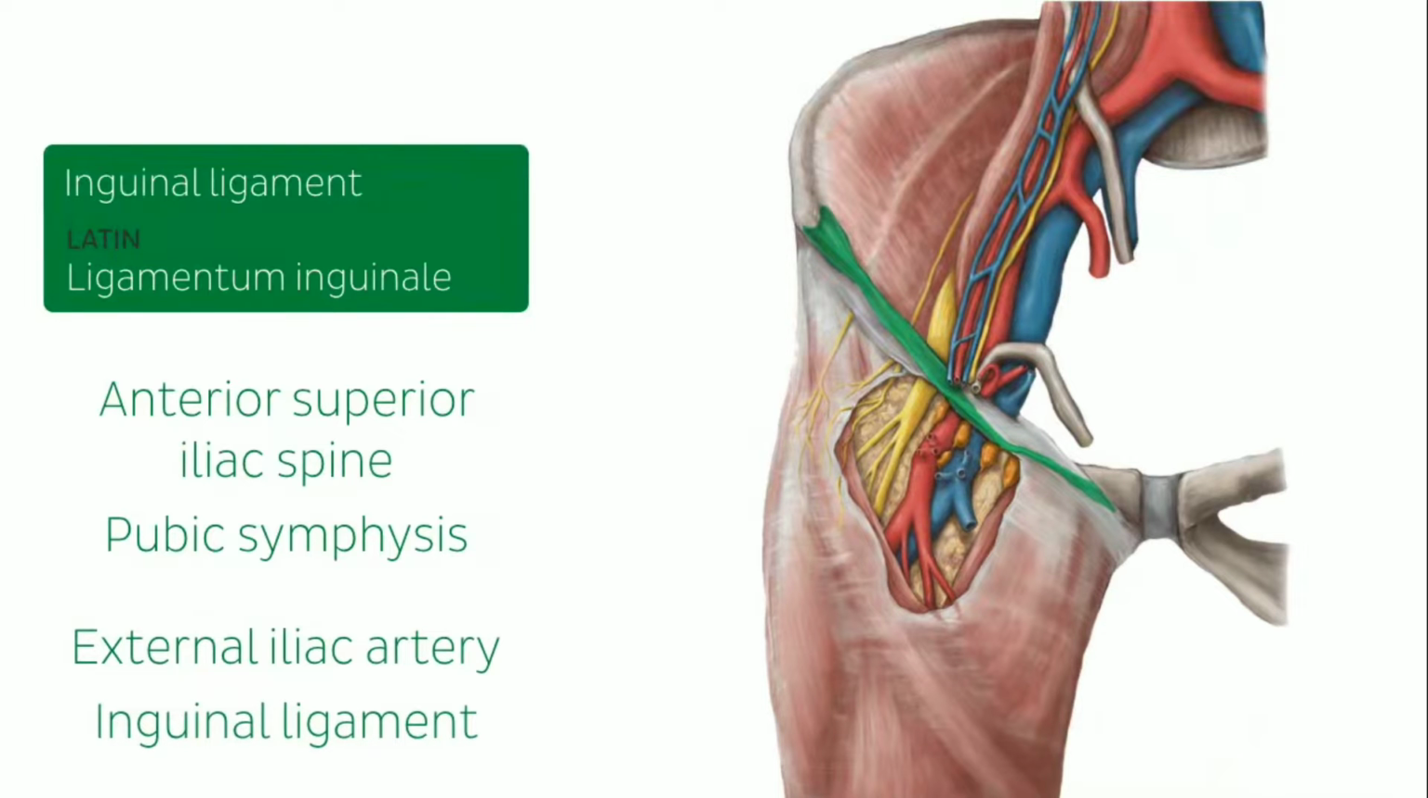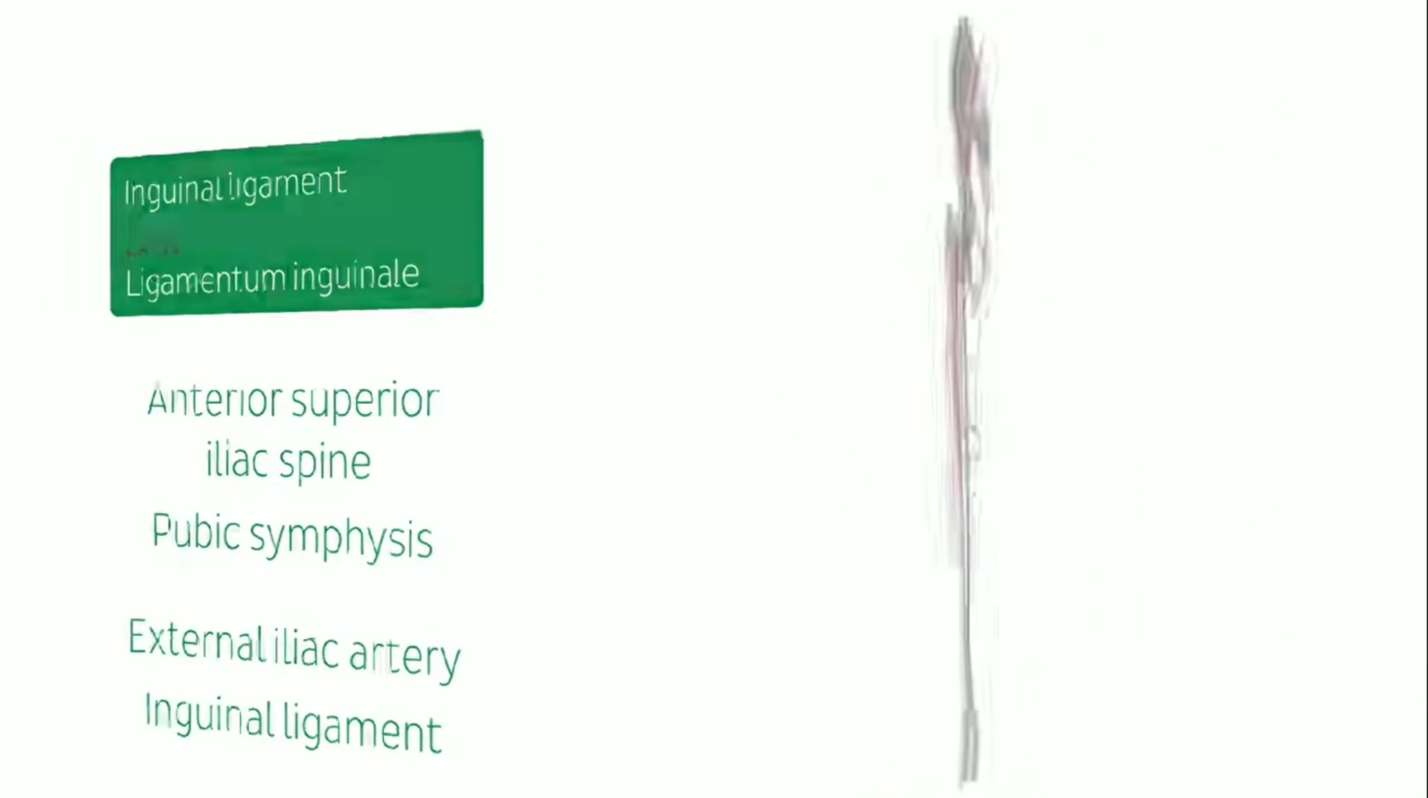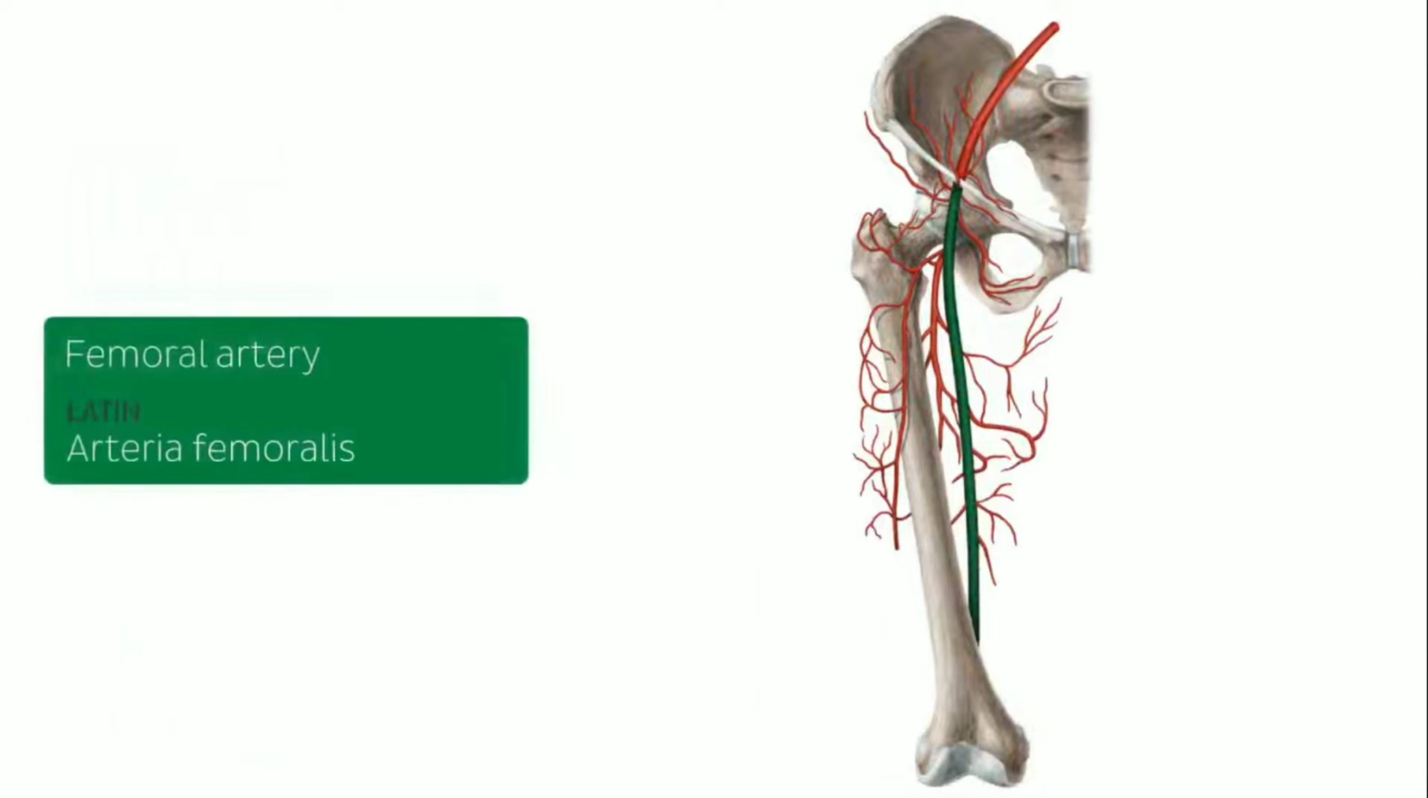So in this illustration, we can see the inguinal ligament here running between the anterior superior iliac spine and the pubic symphysis here. About halfway, we can see the external iliac artery passing underneath this structure to become the femoral artery. So now let's have a look at the femoral artery. The femoral artery, after passing below the inguinal ligament, travels down the anteromedial aspect of the thigh, giving off many muscular branches before it enters the adductor hiatus to become the popliteal artery.